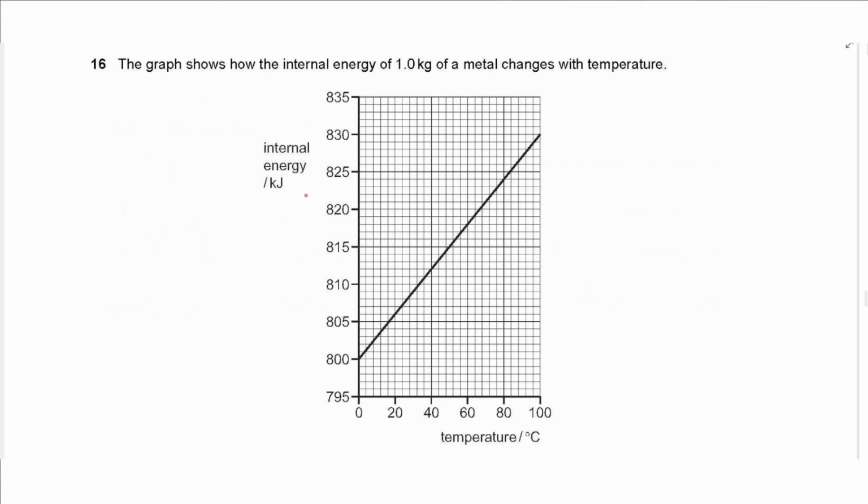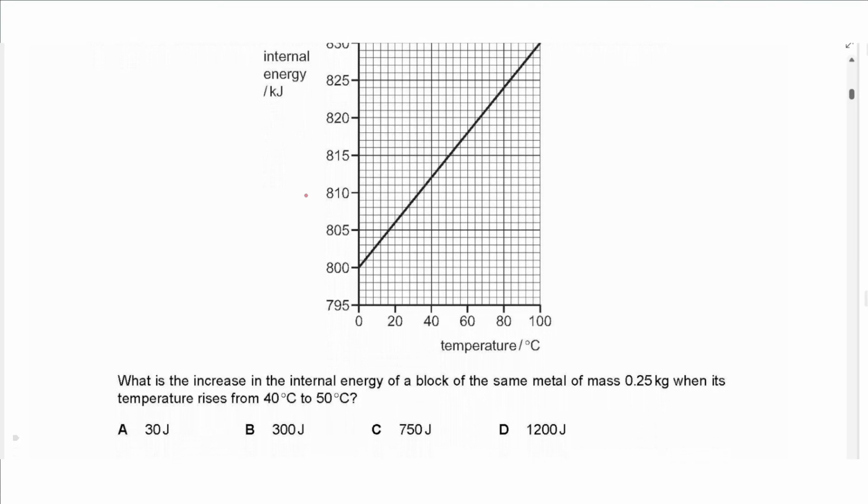Question 16 says a graph shows how the internal energy of 1 kilogram of metal changes with temperature. So we have the internal energy in kilojoules and the temperature in degrees Celsius.